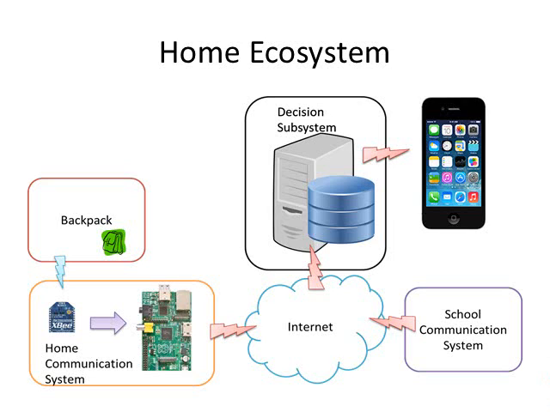The home decision subsystem contains a backpack module, and similarly to the school decision subsystem, it contains a PAN module, the XB, and the Raspberry Pi. Once again, the decisions that cannot be made by the home decision subsystem are pushed to the decision subsystem that's centralized, and then it performs decision making to the user interface. As you can see, the school communication system is off to the side as well.